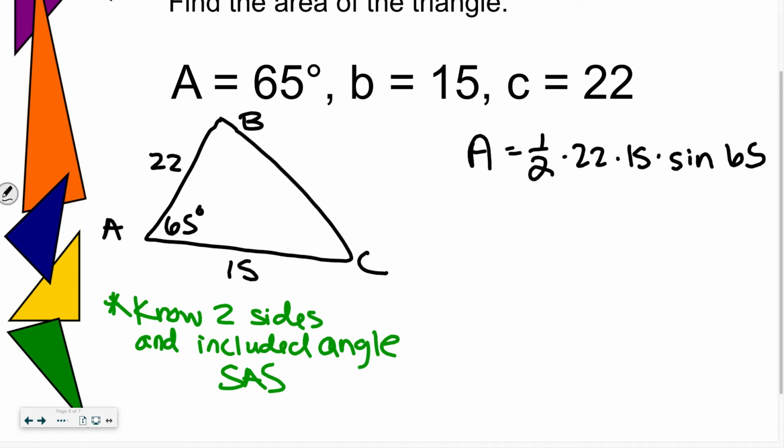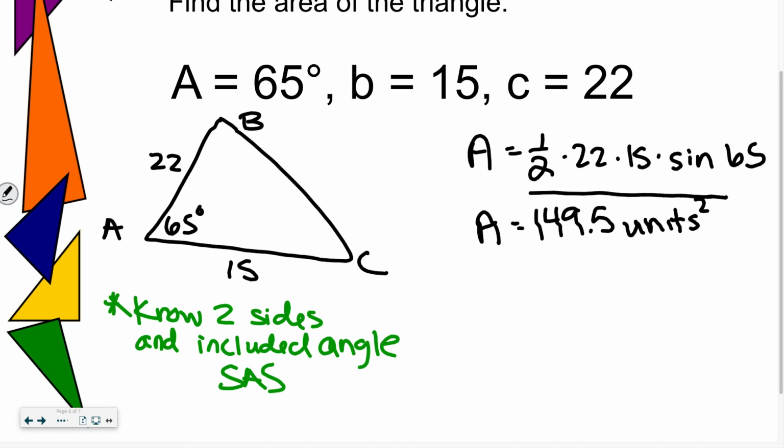We'll go to the nearest tenth again. 149.5. Area equals 149.5. Generally, you'll be given, like in an application problem, miles or inches or something like that. So I'm going to go ahead and label it units squared. Give it a label.